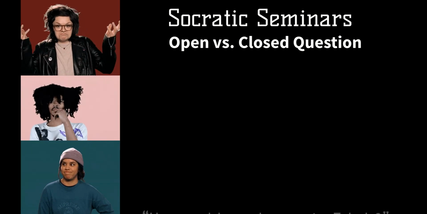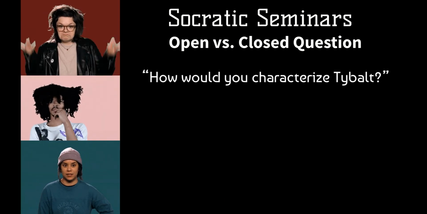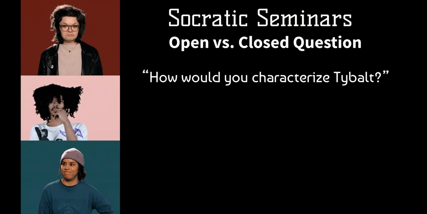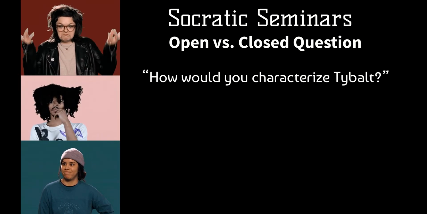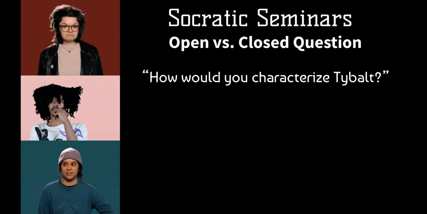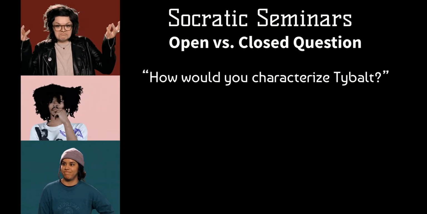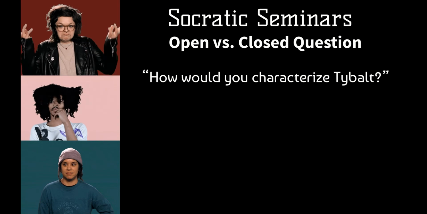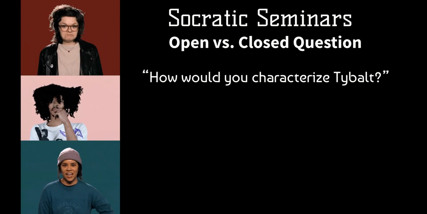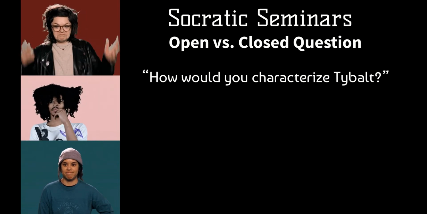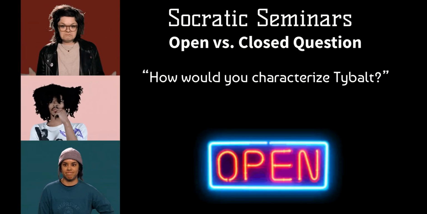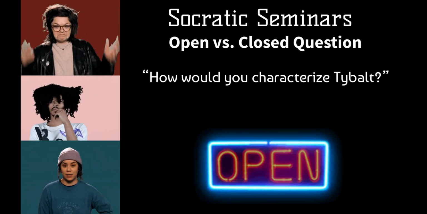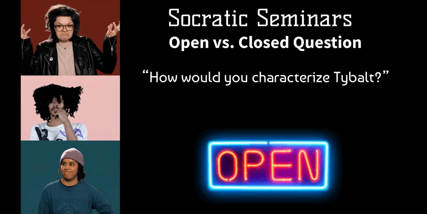Let's look at another one. How would you characterize Tybalt? If you recall Tybalt, it was Juliet's cousin, the one that had a fight with Mercutio, kills Mercutio, and then Romeo kills him. How would you characterize him? Is that an open or closed question? It's open, right? There's many ways to characterize Tybalt. And you could have some arguing.